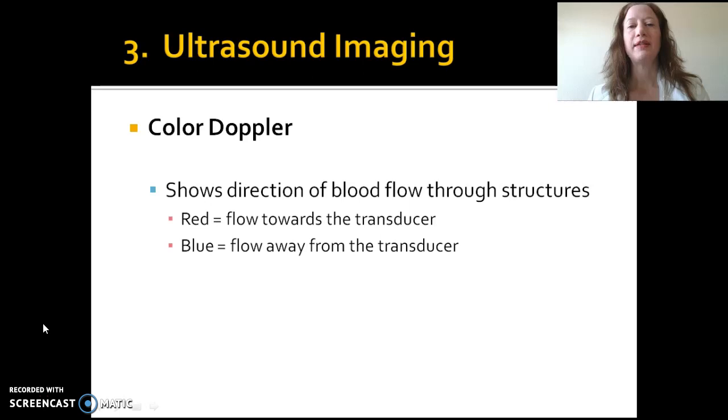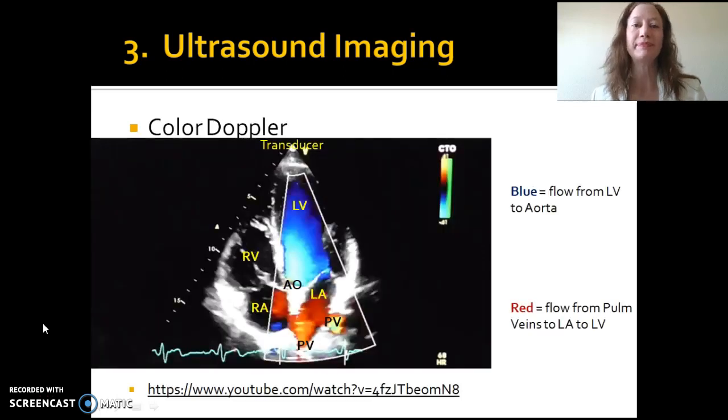I'll also talk about color Doppler, which basically shows the direction of blood flow through vessels. And sometimes this can be confusing for people, but you have to know where the transducer is in the image, and if it's red, it's flowing toward that transducer. If it's blue, it's flowing away. The confusing part comes in where sometimes people think that the color means if it's arterial blood or venous blood, but that is not the case.